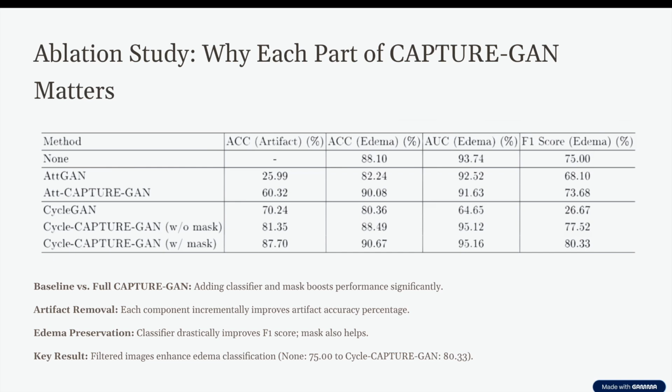Perhaps one of the most compelling findings is that the images filtered by CAPTURE-GAN actually enhance the performance of a separate edema classification model. The F1 score for edema detection on the original unfiltered image was 75. After processing with the full CycleCAPTURE-GAN, this improved to 80.33. This is strong evidence that the cleaning process is generally beneficial for subsequent diagnostic tasks.